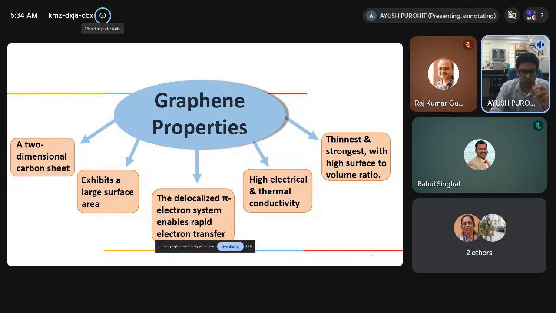A two-dimensional carbon sheet, it exhibits a large surface area. It has a pi electron system, which is very good for the transfer of electrons or electrical conductivity. It is the thinnest and strongest material, and it has a high surface to volume ratio because of its thinnest nature.